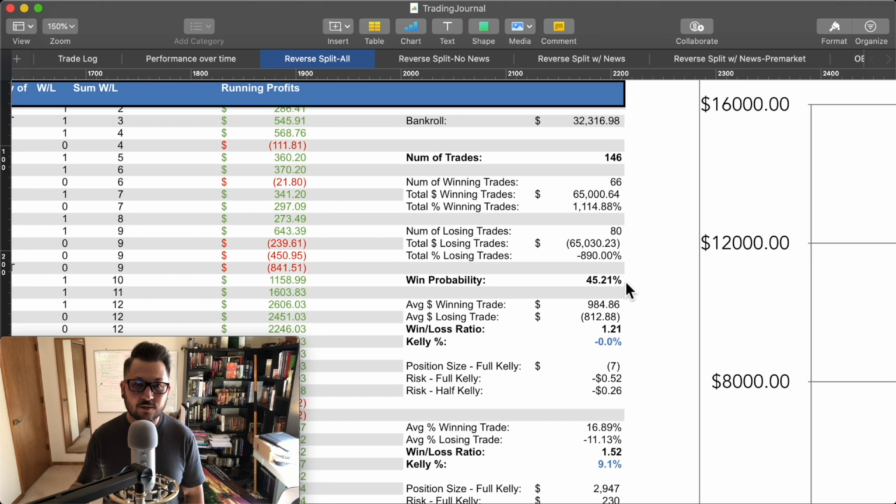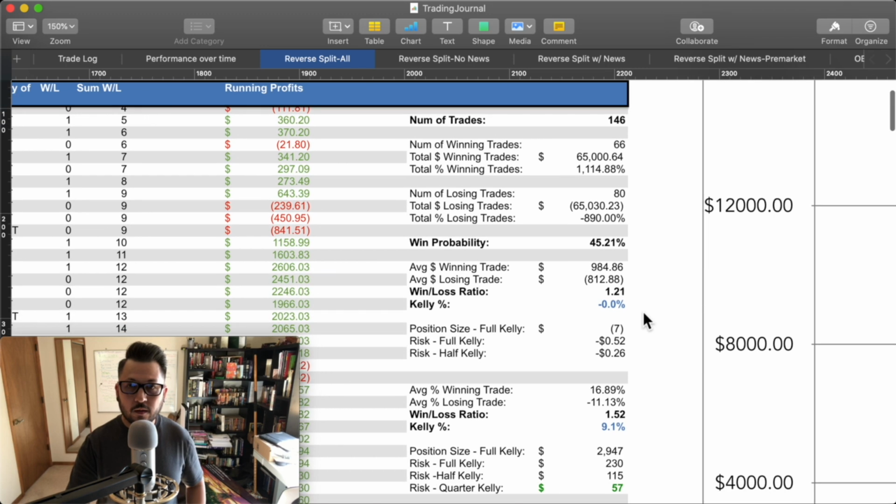That's not good. I generally like to have a greater than 50% win rate. You can certainly have a profitable setup with a sub 50% win rate, but you'll need to have a higher risk reward ratio because you'll need bigger winners to make up for the more frequent losses.